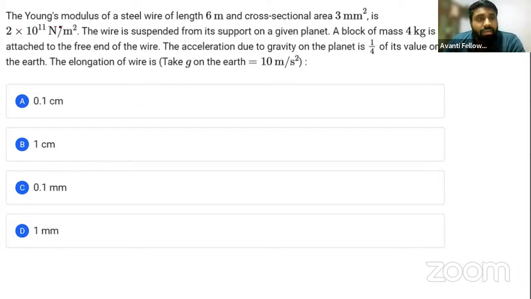So the Young's modulus of a steel wire of length 6 meter and cross-sectional area 3 millimeter square is given as this. The wire is suspended from its support on a given planet. A block of mass 4 kg is attached to the free end of this wire.